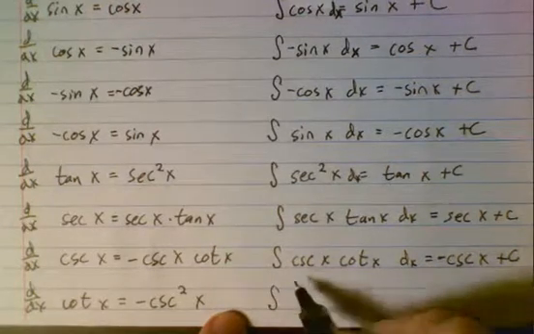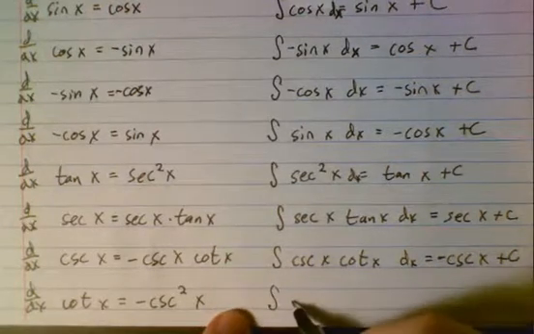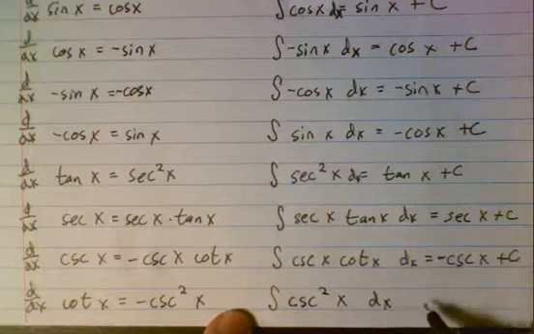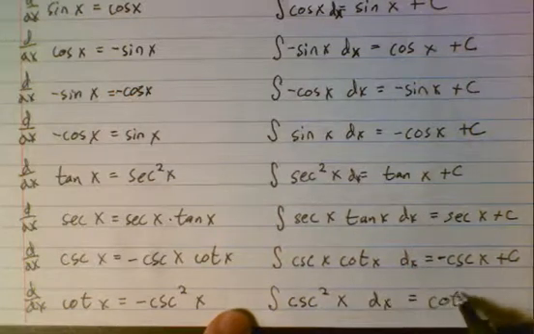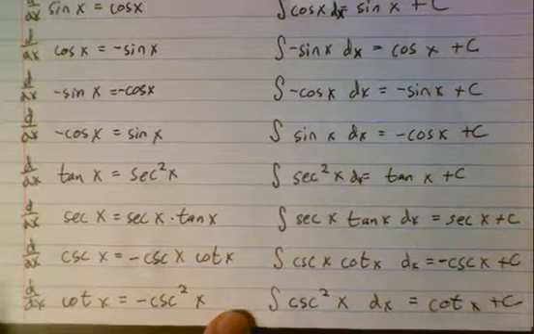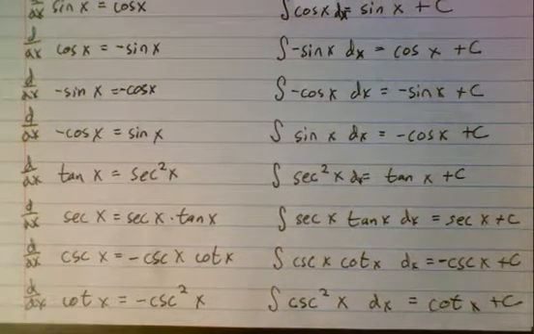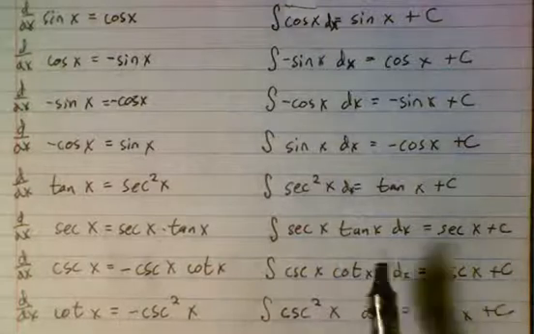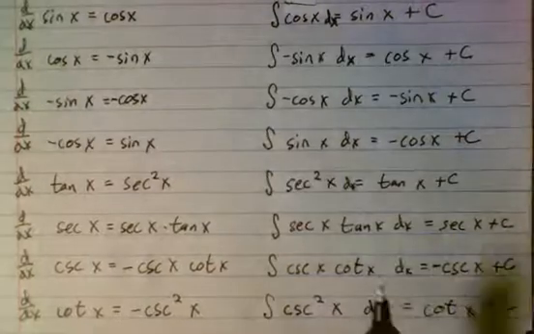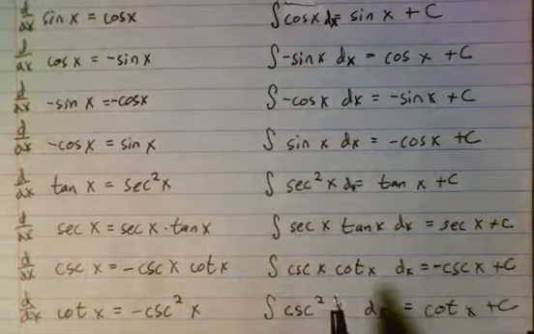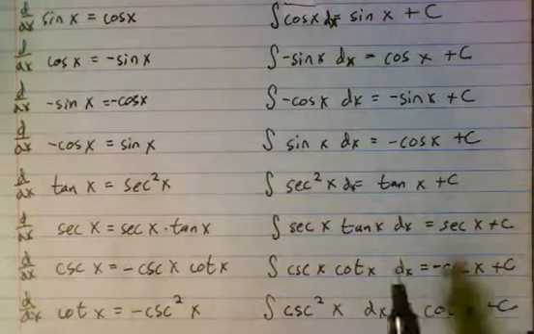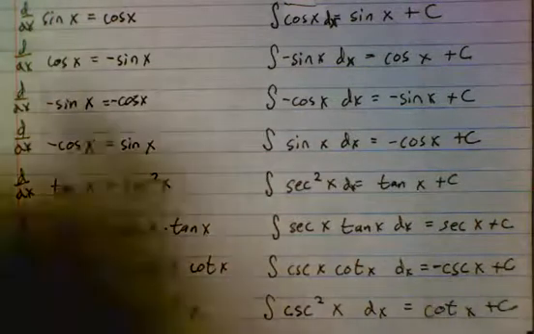And final one for this set, the antiderivative of the cosecant squared of x dx is cotangent x plus c. It is incredibly easy when doing these to become mixed up between this one and this one. So make 100% sure that you have these flashcards and you're going back and forth, mixing them up, remembering which goes which way.